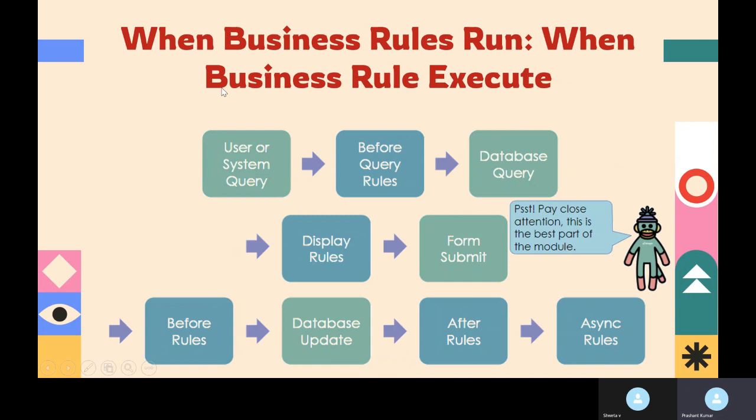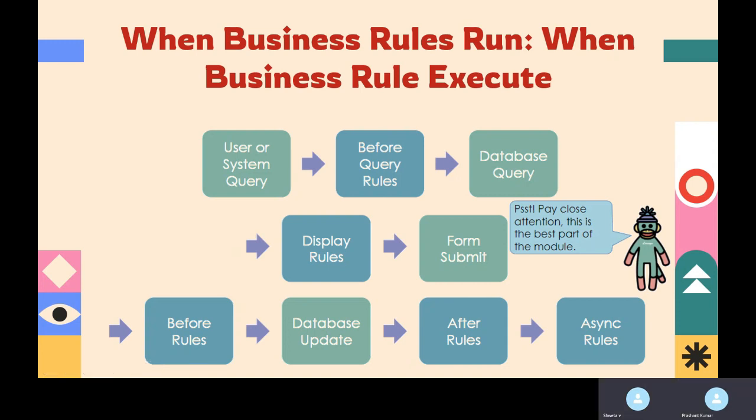Now you will see on what activities or events this business rule will run. This is a flow of business rules: at what point of time which type of business rule will be executed, and this is the sequence of business rule execution which you are seeing on the screen. This is one of the important flows which you have to remember related to business rule execution.